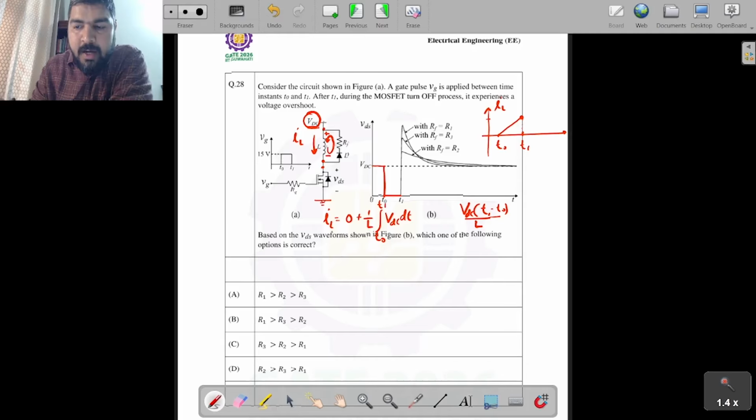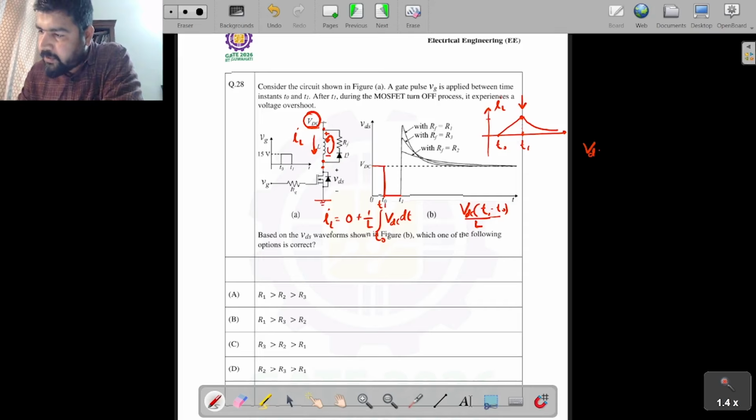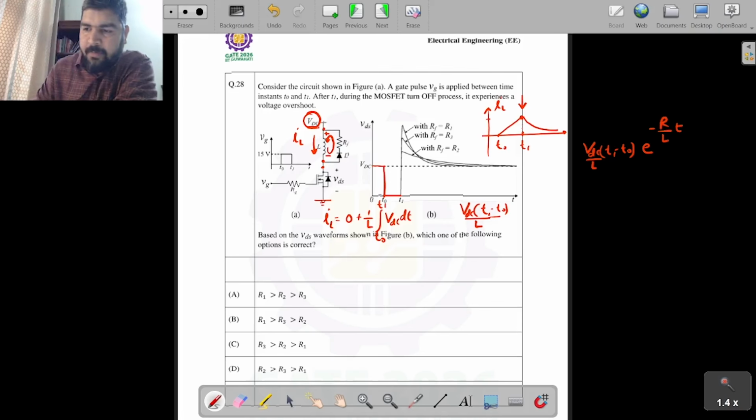It means the RL circuit will work and this current will decay exponentially. Let's assume that this is the instant 0 for this circuit. So the initial current is VDC by L times (T1 minus T0). This current will start flowing and it will decay exponentially as e to the power minus R by L, T. RF by L, you can say. Now, because of this current, there will be voltage across this R, and the diode is short circuited. Obviously, we are assuming the diode is ideal.